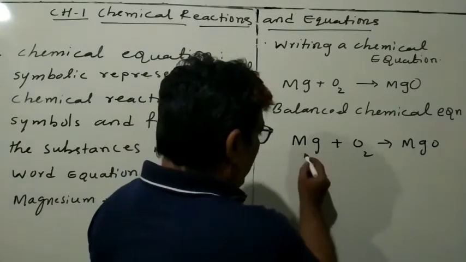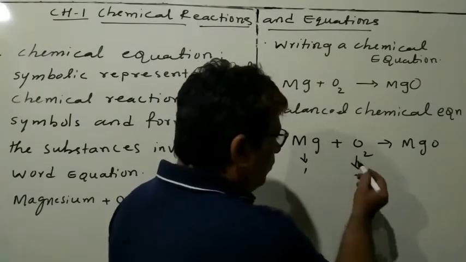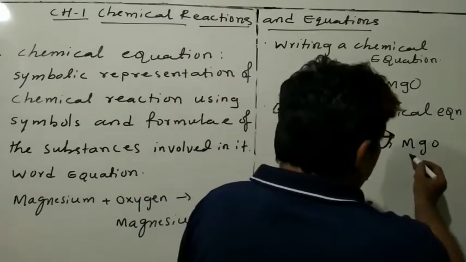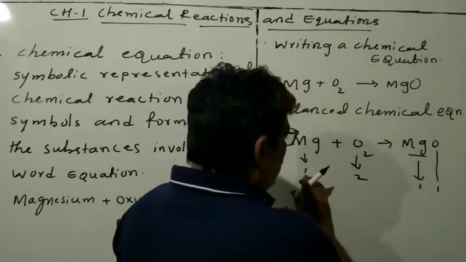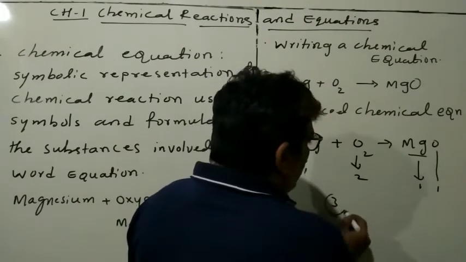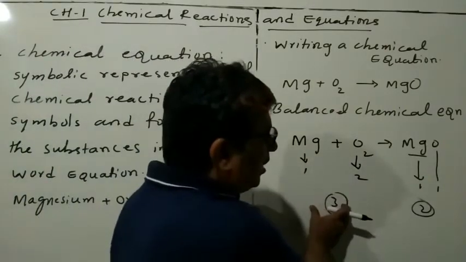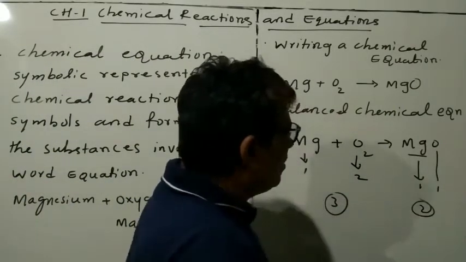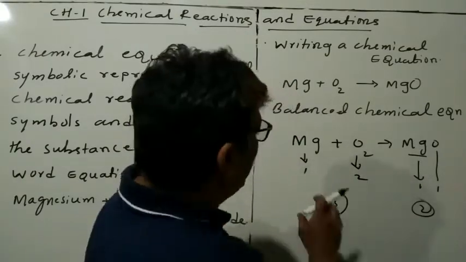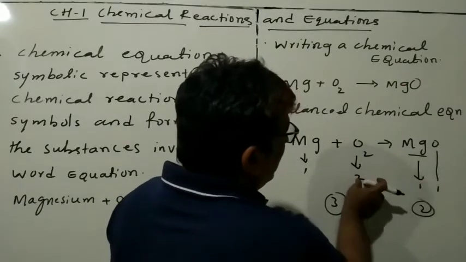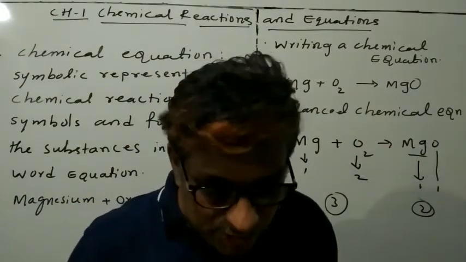Here magnesium atoms will be 1 and oxygen will be 2, and here magnesium 1 and oxygen 1. So you see now, this side the total atoms are 3 and this side 2. That is why it is not balanced. Here magnesium 1, here magnesium 1. Here oxygen 2, but here oxygen is 1. So that is why you have to balance the equation.